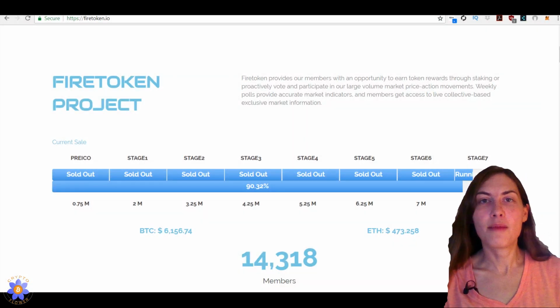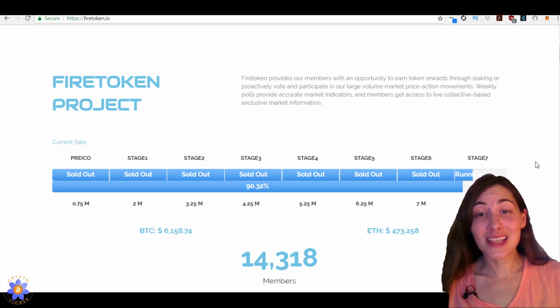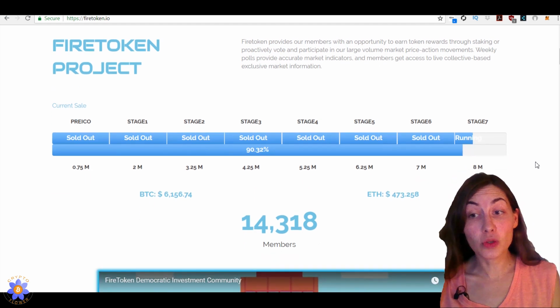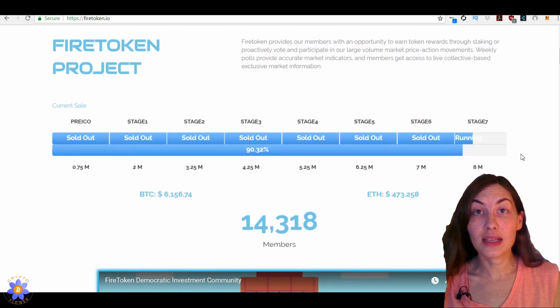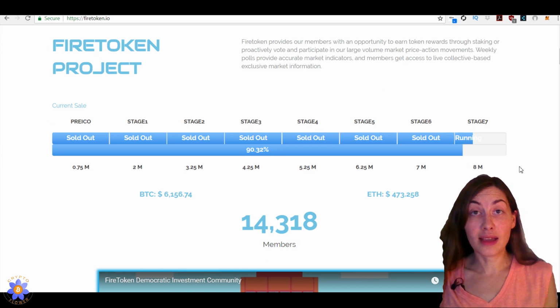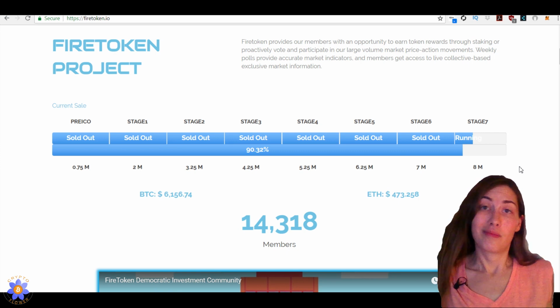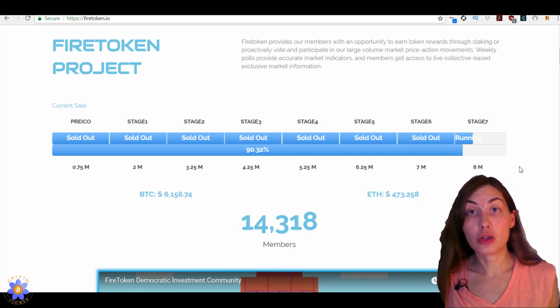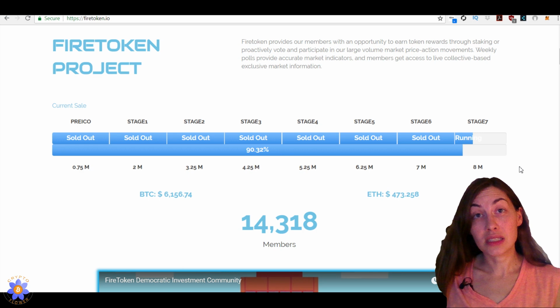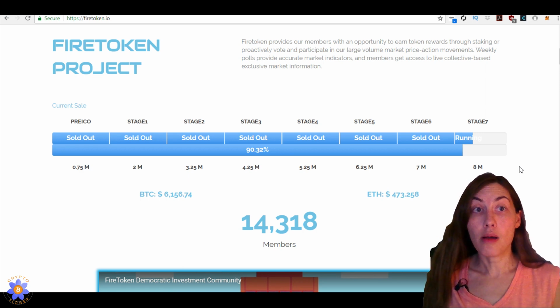Okay, so today I'm going to be talking about the Firetoken ICO, which is wrapping up very, very soon. It is in stage 7, and it is scheduled to end on June 26th, so it is almost over. If you do contribute to the ICO, you'll be grandfathered in to a free lifetime subscription to Firetoken, whereas after the ICO, they are planning to move to a paid model that would cost $5 a month.